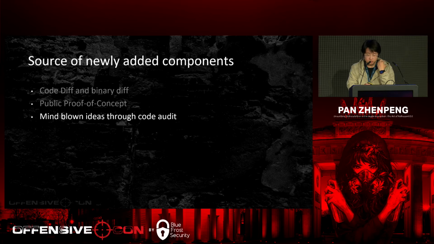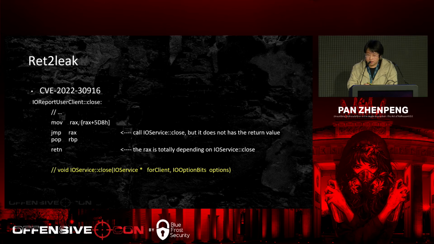There would also be some mind-blown ideas through code audit. When I was doing code audit, I might think up some pattern that could exist in real cases. Like this one: the abstract pattern would be function A calls function B and returns the return value of function B, but function B actually does not have a return value, it's a void type. Usually this problem won't exist for pure C functions if you're not directly using a function pointer, but it could exist for virtual methods in C++.